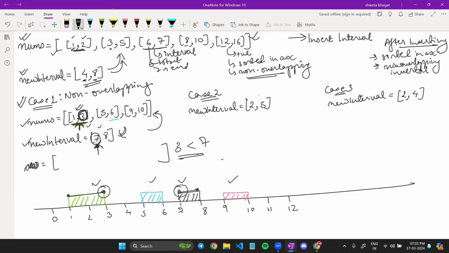Why? Because nums is a 2D vector. So after inserting this new interval to nums, we will get a 2D vector only, right? So since these two don't have anything in common, what we'll do is simply insert 1, 3. Then we will move forward.